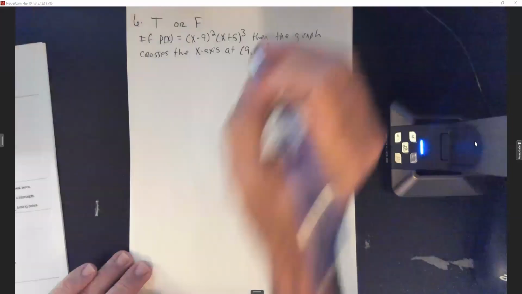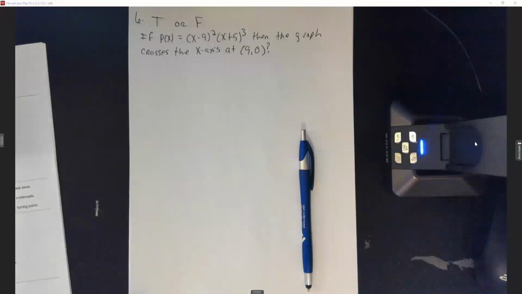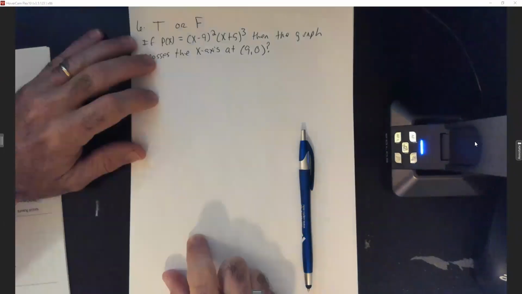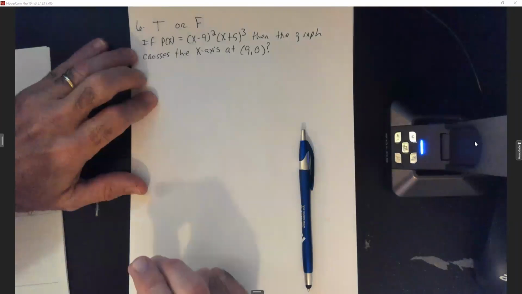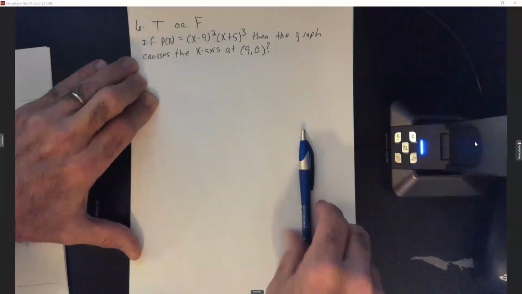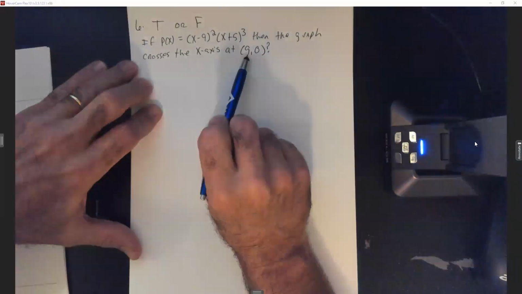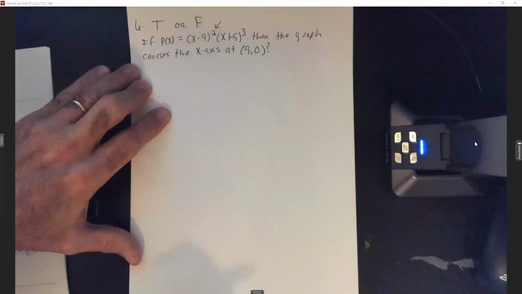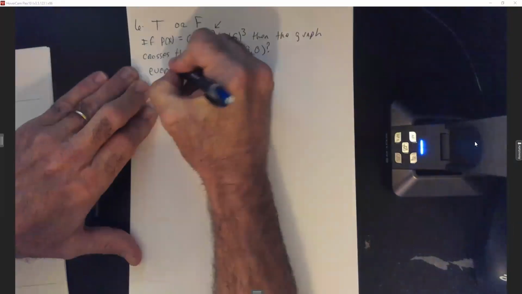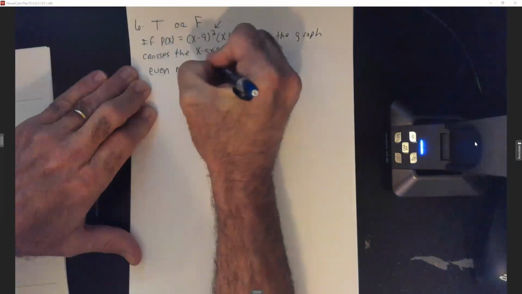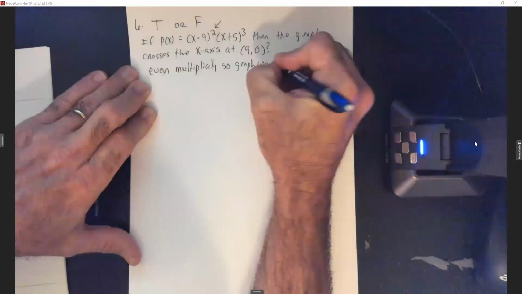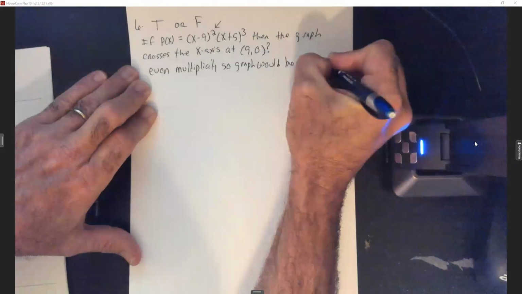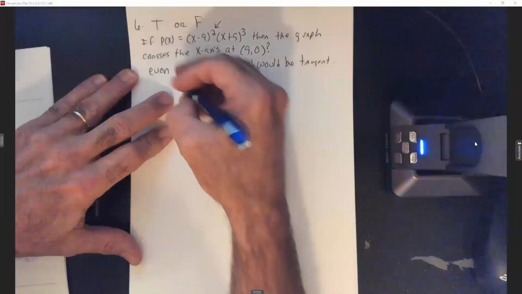So this problem, we dealt with the multiplicities, and we said if the multiplicities were even, they were tangent to the x-axis and they didn't pass through it. If the multiplicities were odd, it did pass through the x-axis. So what you got to figure out is to get this (9, 0), it had to come from this factor where the x minus 9 squared is. So that is an even multiplicity. So the graph would be tangent. But they said it passes through the x-axis. So since we said it would be tangent, that would definitely be false.